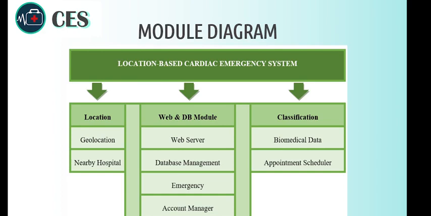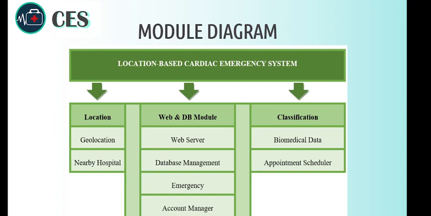So this is the module diagram for CES. We have the location part, where Google API is used to find the geolocation, which means the current location of the user, and also to detect nearby hospitals according to the location of the patient. Also, there is the web and database module, where there is the web server and database management, and there is also an emergency module under this, where patients are classified according to their need of medical attention.